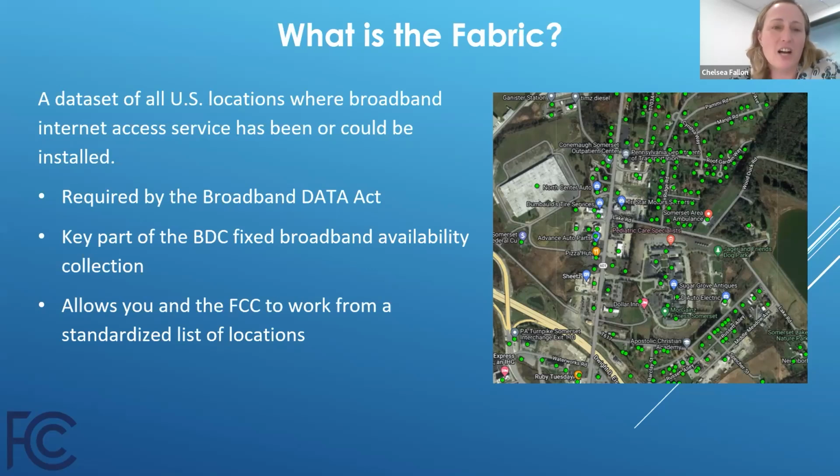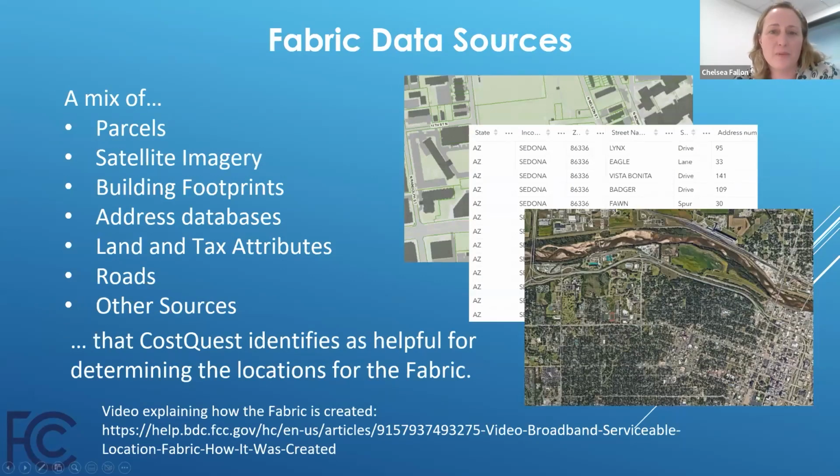So next slide. In order to generate the fabric data set, the FCC's fabric contractor, CostQuest Associates, relies on several underlying source data sets. These include parcel data, tax data, address data sets, satellite and aerial imagery, building footprints, roads, and other sources. These data sets are updated by their underlying sources periodically, and CostQuest is always working on improving its data and process to generate each version of the fabric.